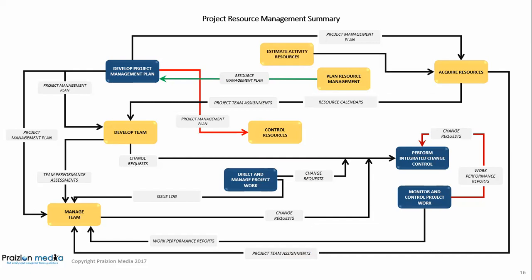Next, we have estimate activity resources. There's an interrelationship in that resource requirements comes from estimate activity resources and goes to acquire resources. Also, control resources gives work performance information to monitor and control project work. As I said earlier, direct and manage project work gives work performance data to control resources.